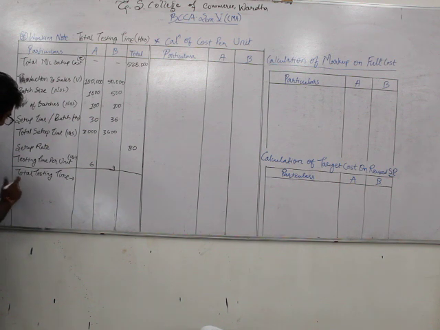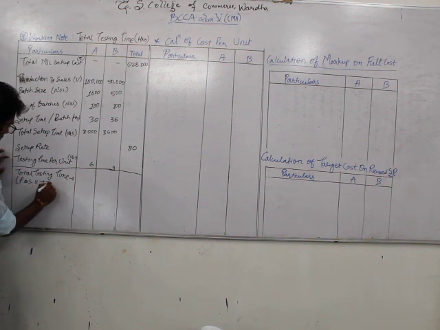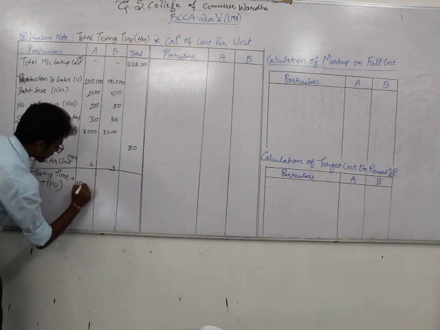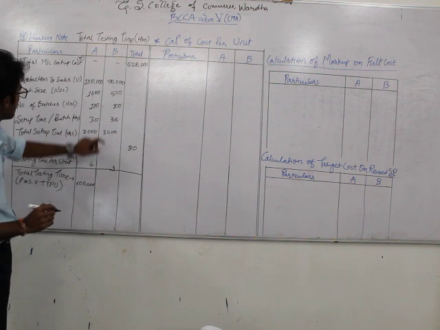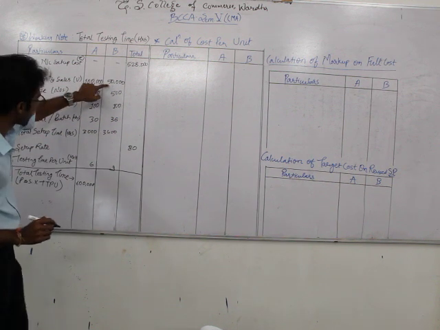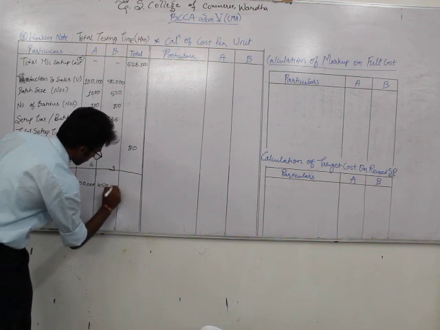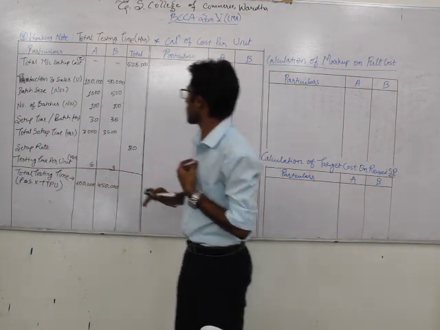So how can we get total testing time? Production and sales into testing time per unit. So 6 into 1 lakh, that will be 6 lakh, and 9 into production and sales 50,000, 9 into 50,000, 4 lakh 50,000. This is how you can calculate your total testing time.